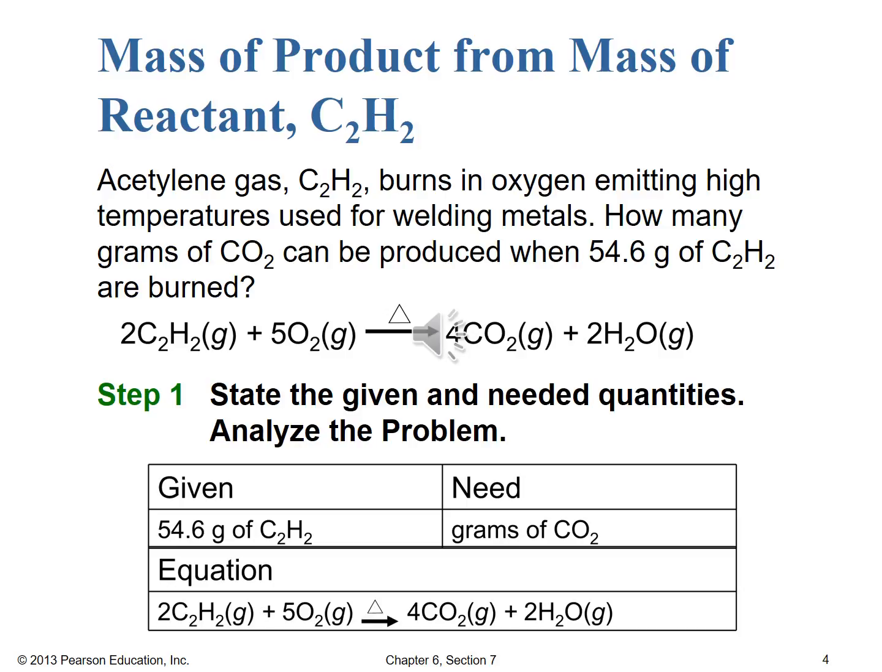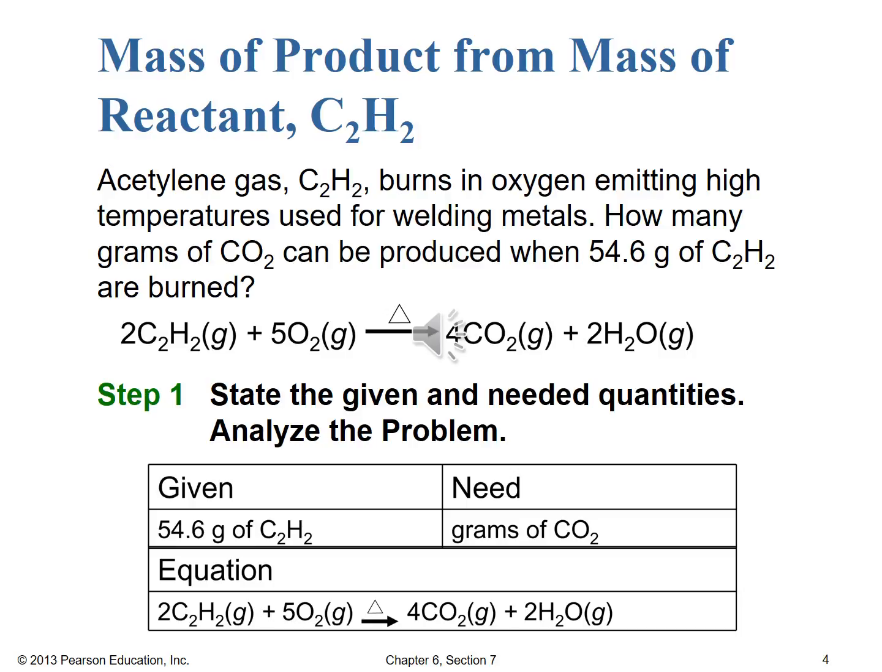So acetylene gas, C2H2, burns in oxygen emitting high temperatures used for welding metals. How many grams of carbon dioxide can be produced when 54.6 grams of acetylene, C2H2, are burned? So we have our balanced chemical equation that tells us 2 moles of acetylene gas plus 5 moles of molecular oxygen gas in the presence of heat, some heat's necessary to get the reaction started, yields 4 moles of carbon dioxide gas plus 2 moles of water vapor.